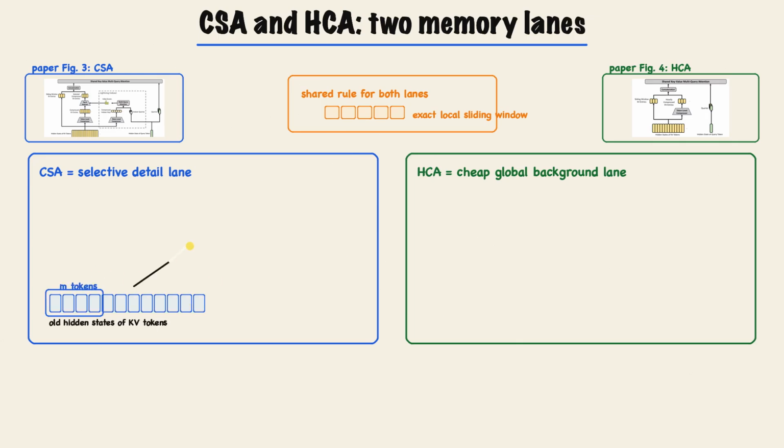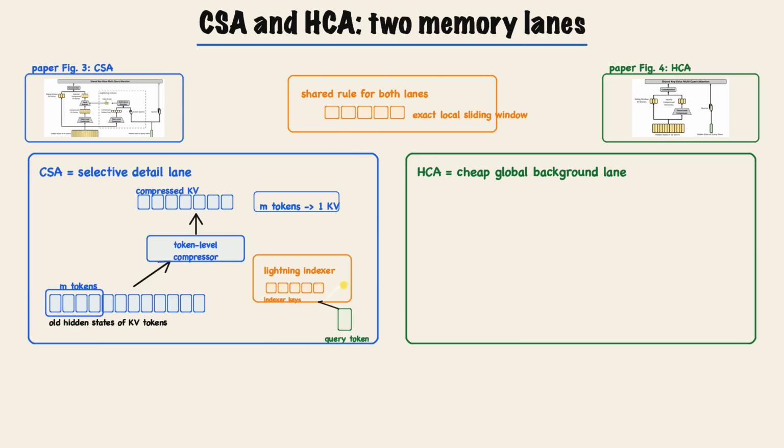Start with CSA on the left. The paper first groups every M tokens and compresses them into one KV entry. So the row gets shorter before any sparse selection happens. Right. The simple mental model is M tokens become one compressed memory block. The paper uses two overlapping streams for the compressor, but the important effect here is length shrinkage. The model has fewer old blocks to search. And the board now has the object that the next step can select from.